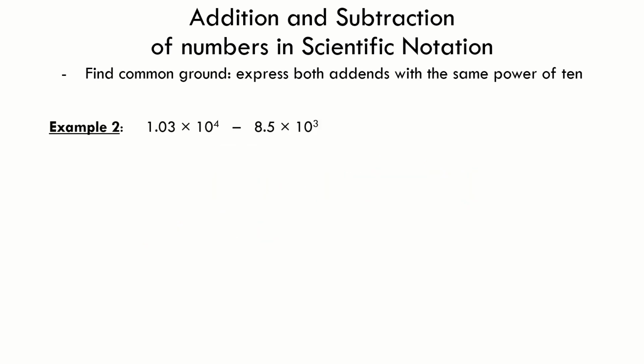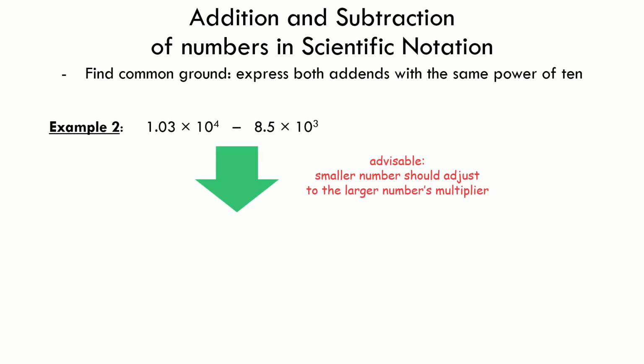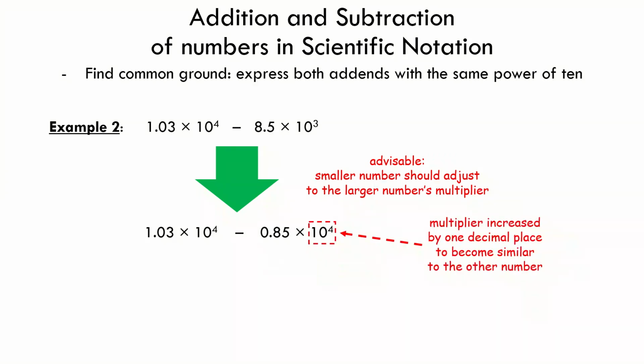Number 2. 1.03 times 10 to the 4th power minus 8.5 times 10 to the 3rd power. Muli, mas maganda na i-adjust natin yung number na mas maliit. So, yung 1.03 times 10 to the 4th na mas malaki, ganun lang din muna siya. Yung pangalawang number, yung 8.5 times 10 to the 3rd power, i-adjust natin siya to 0.85 times 10 to the 4th power. Bakit uli? Kasi nga, kailangan natin i-adjust ang ating multiplier para magpantay siya sa multiplier ng kabilang number.